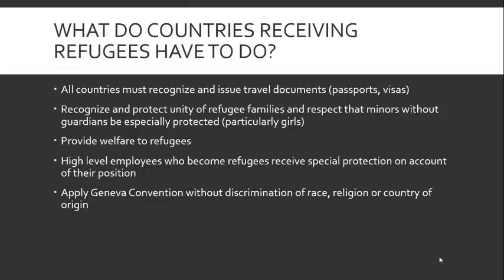Now, what are the responsibilities of a country that's receiving refugees? Well, according to the Geneva Convention, all countries must recognize and issue travel documents to refugees. They must give them passports and visas. They must recognize and protect the unity of refugee families and respect that minors without guardians be especially protected, especially girls. Now, this is one thing that's been particularly controversial in Canada.